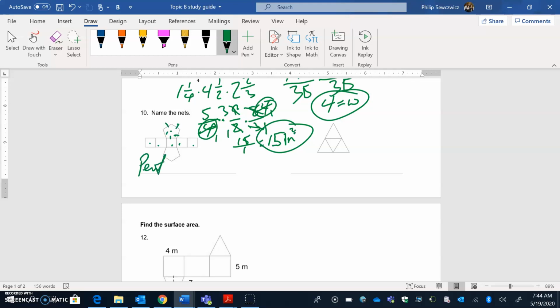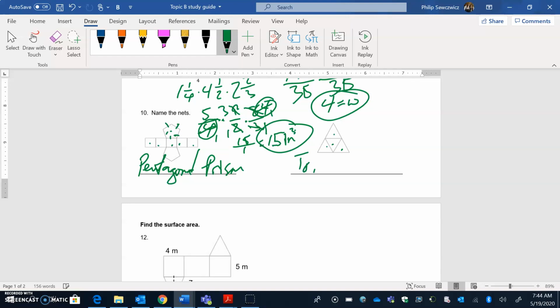So it is a pentagonal prism. For your test, feel free to look things up if you don't have your sides memorized. Here, I notice we're wrapped in triangles, and we just have a shape for the base, which happens to be a triangle.